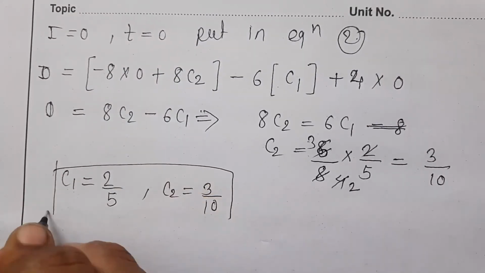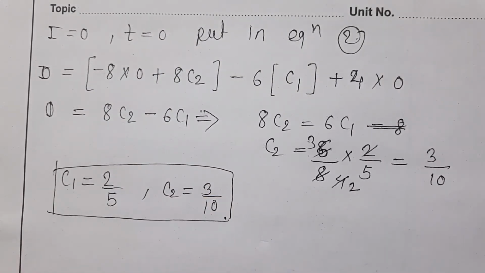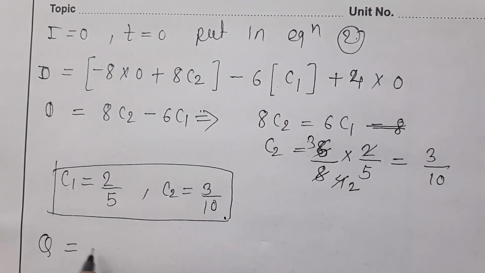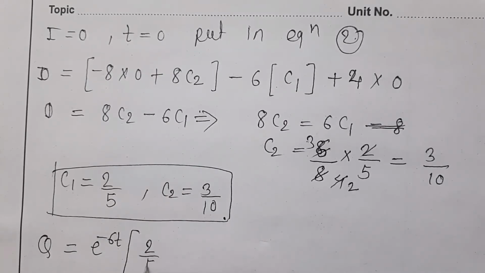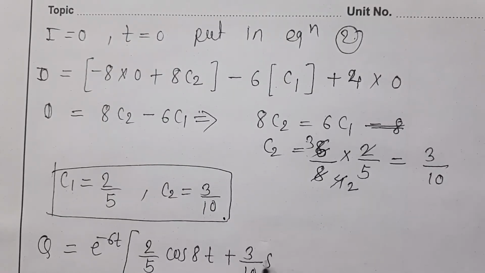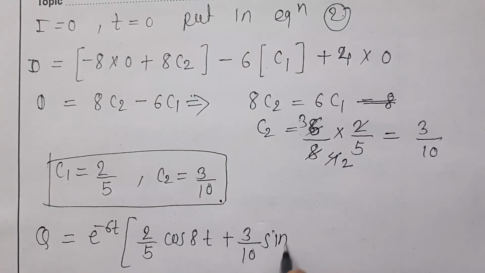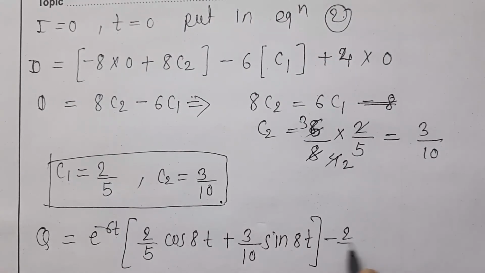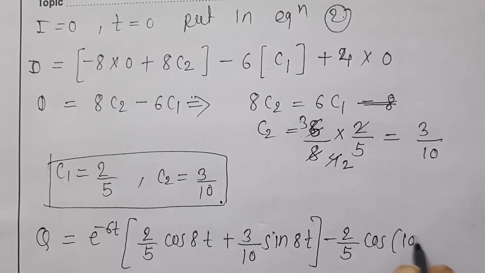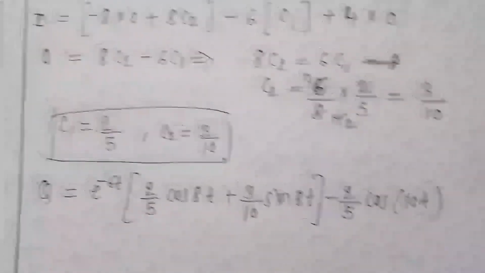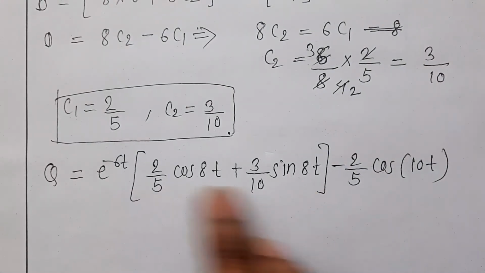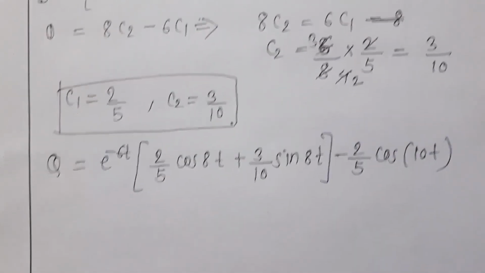Now substituting the C1 and C2 values in equations number 1 and 2. So charge Q is given as e to the power minus 6t in bracket, C1 is 2 by 5 cos of 8t plus 3 by 10 sin of 8t, minus 2 by 5 cos of 10t. So the first question was to find the charge at time t. At any time t you can find the charge, at t equal to 1, at t equal to 2. So this is the charge at time t.